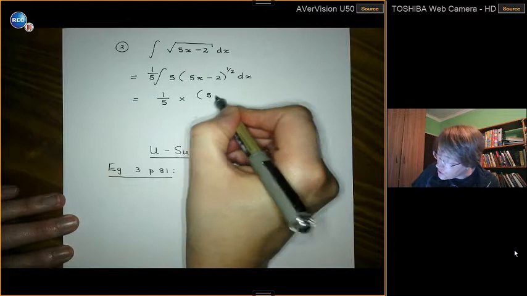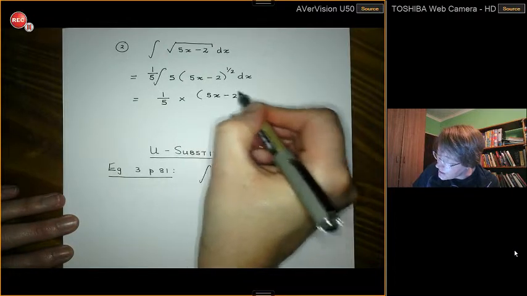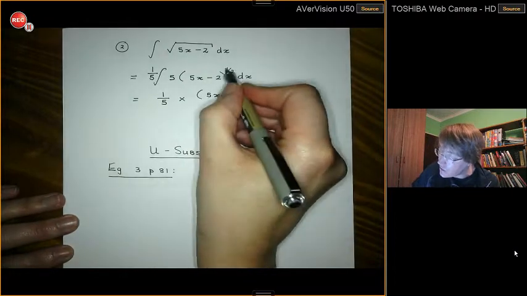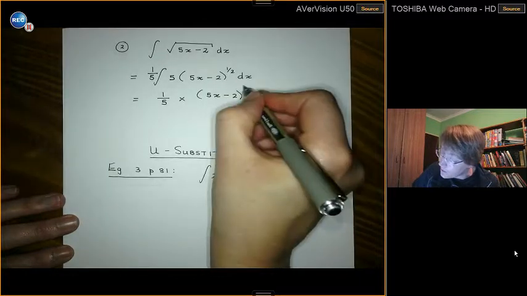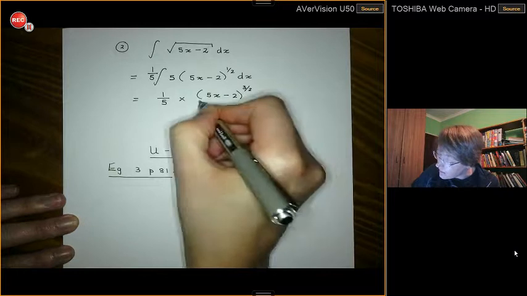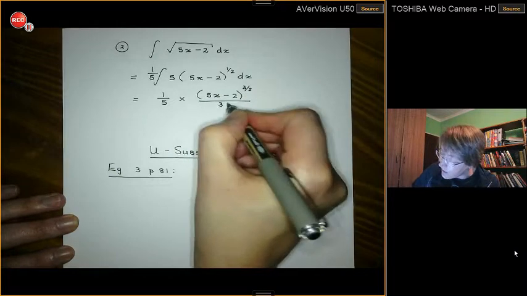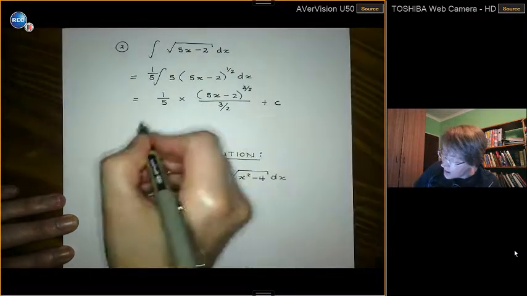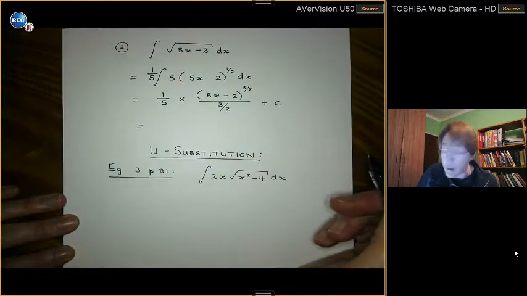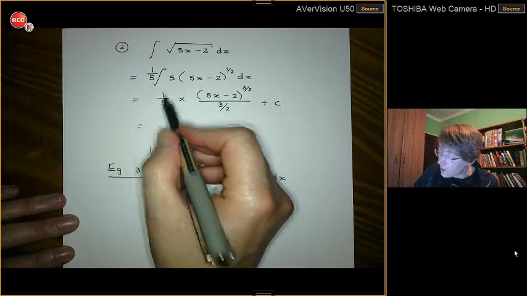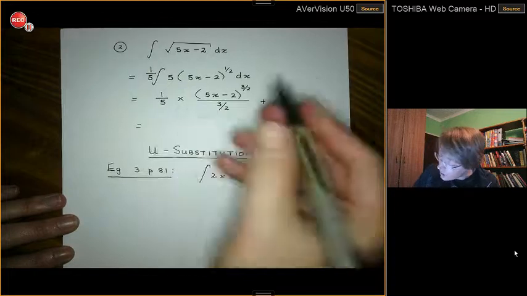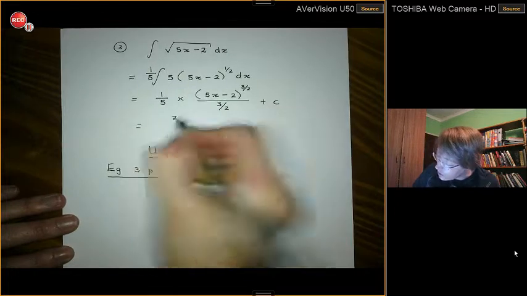I don't do anything to the inside function, that stays 5x minus 2, but I do find the integral of the outside function. So I add 1 to that, which makes it 3 over 2, and then I divide by that brand new exponent, so I divide by 3 over 2 plus c. And then again, I'm just going to tidy up the coefficients. So that's 1 over 5 divided by 3 over 2, so it's 1 over 5 times 2 over 3, which is then going to be 2 over 15.